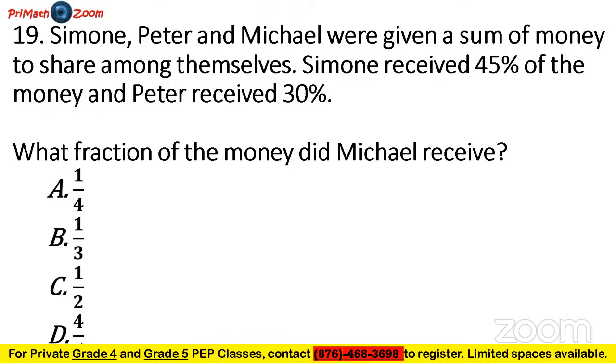So, in order to figure that out, we have to determine how much Simone and Peter received. Simone is 45%, Peter is 30%. That is 75% in total. So that means Michael would have received 25%. And 25% is the same as a quarter. So our correct answer is A, a quarter.